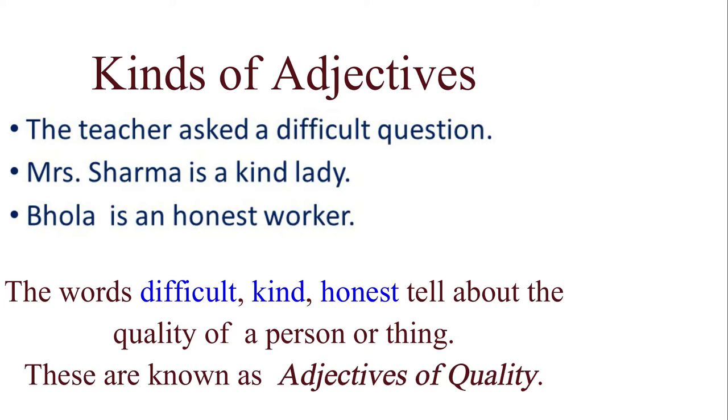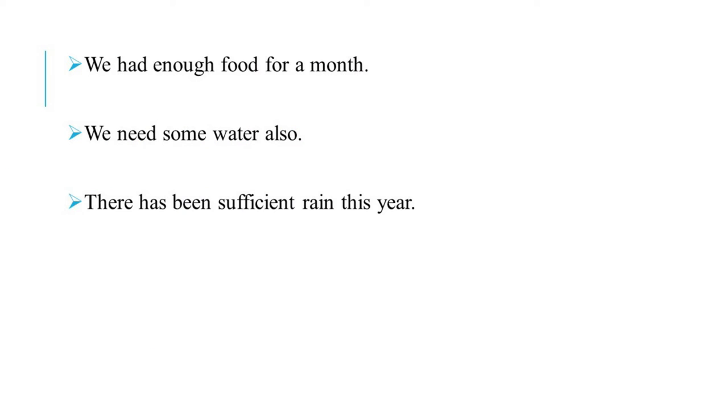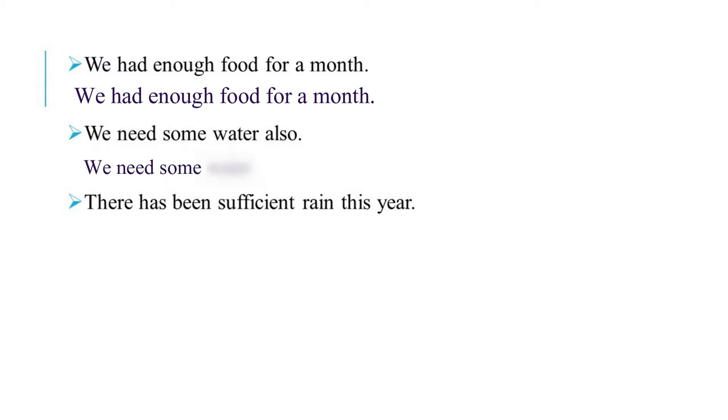Now let us have a look at some more sentences. Please repeat after me. We had enough food for a month. We need some water also. There has been sufficient rain this year.